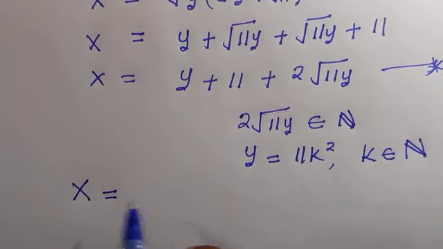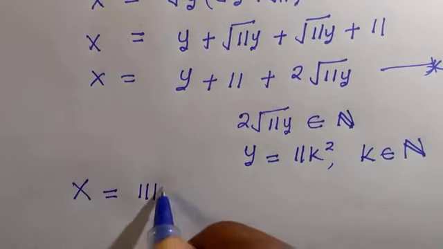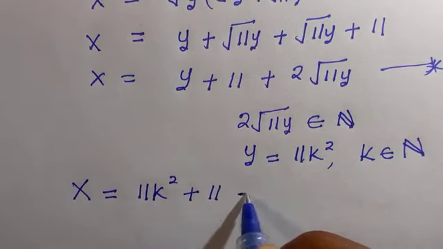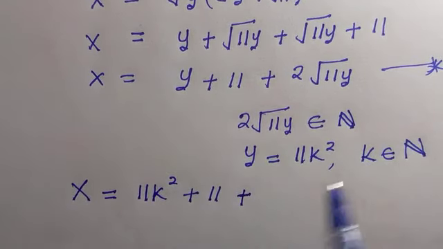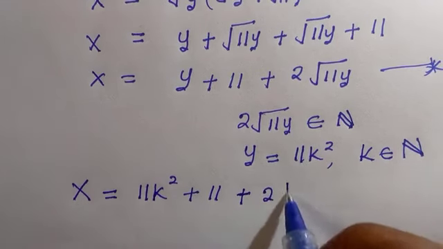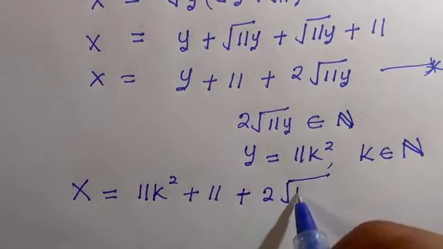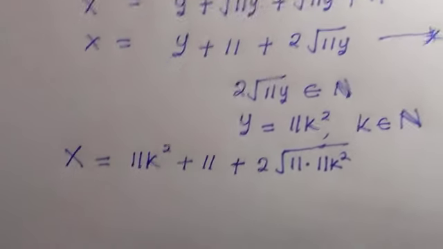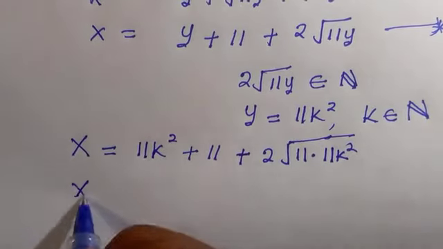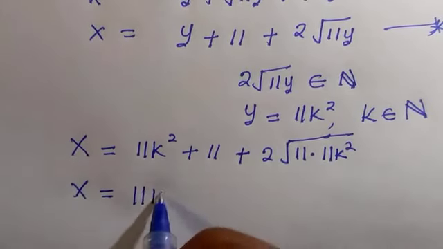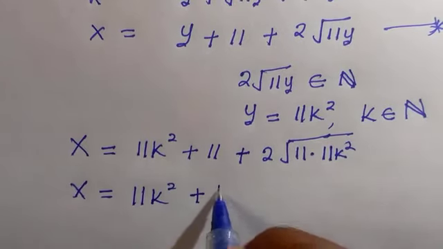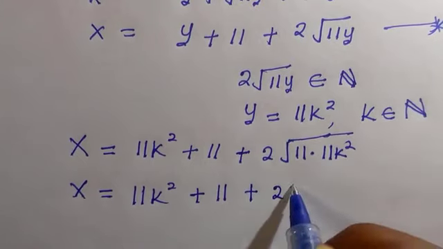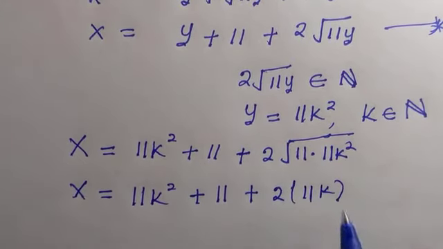By replacing y with 11k squared in this, we have 11k squared plus 11 plus 2 root 11 times 11k raised to power 2. And the next step is x equals 11k raised to power 2 plus 11 plus the entire of this becomes 2 bracket 11k square.